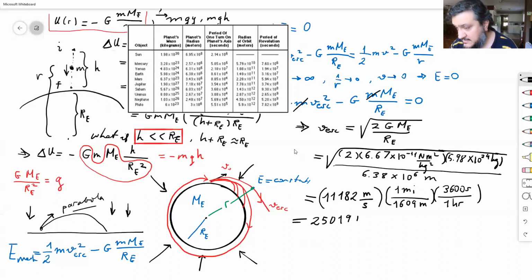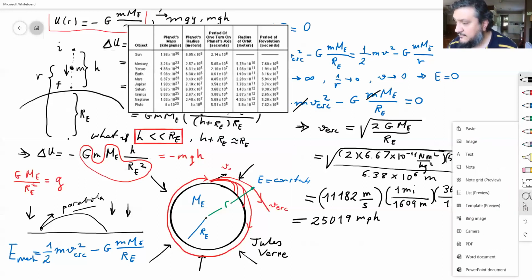25,019 miles per hour. I don't think we have a gun right now as fast as this. Maybe we do, but that's the escape velocity you'll need to escape Earth. It was Jules Verne's idea, the 19th century science fiction author. He wrote a book called From the Earth to the Moon.